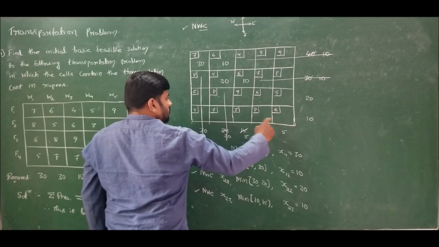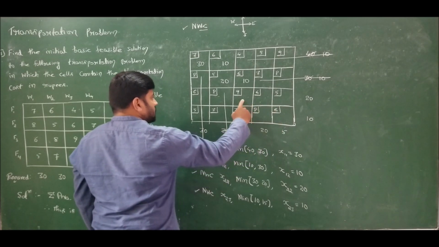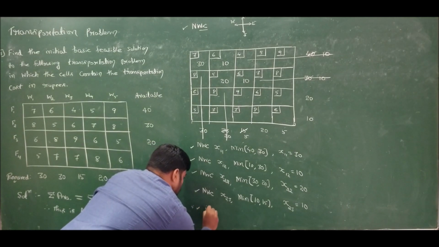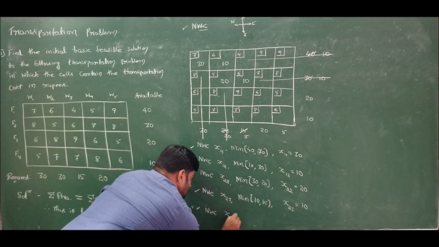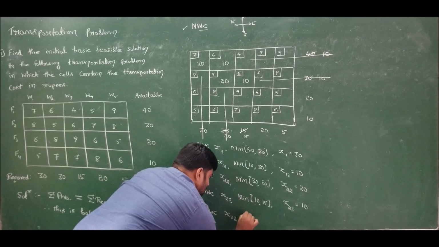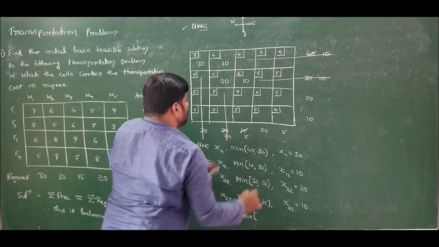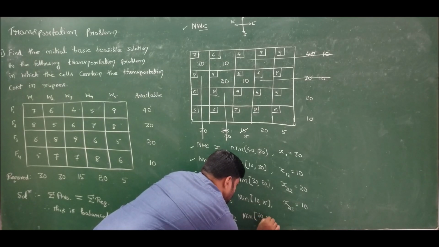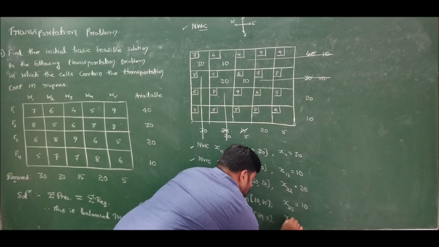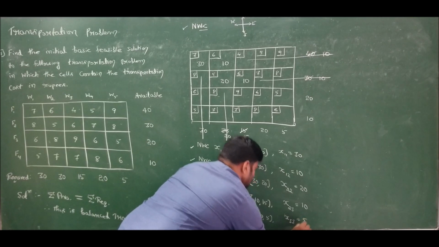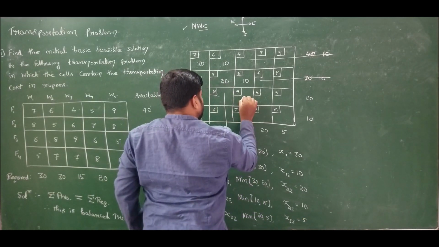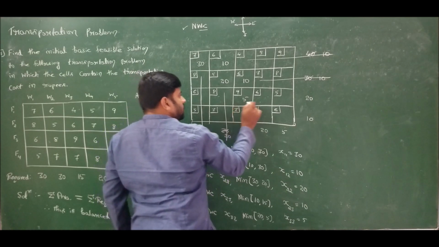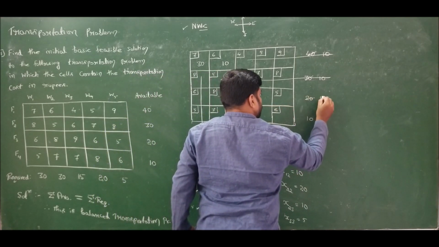Now in the remaining, the northwest corner is 3, 3. So now the northwest corner is x33. So allocate minimum of 20 and 5. So therefore x33 will get 5. So therefore this will be eliminated. Since I already allocated 5, now the remaining is 15.